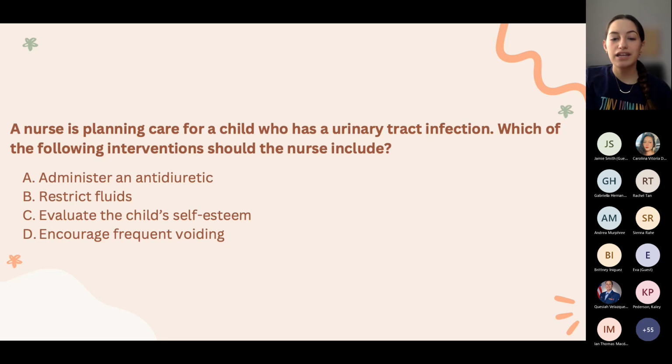All right, a nurse is planning care for a child who has a urinary tract infection. Which of the following interventions should the nurse include? Administer an antidiuretic, restrict fluids, evaluate the child's self esteem, or encourage frequent voiding?